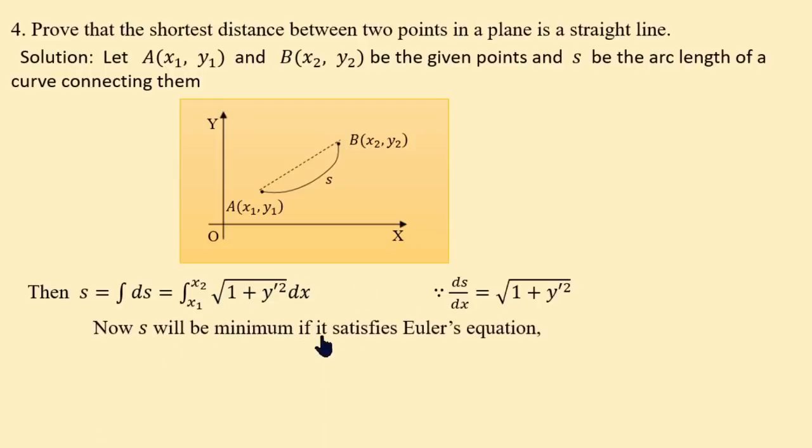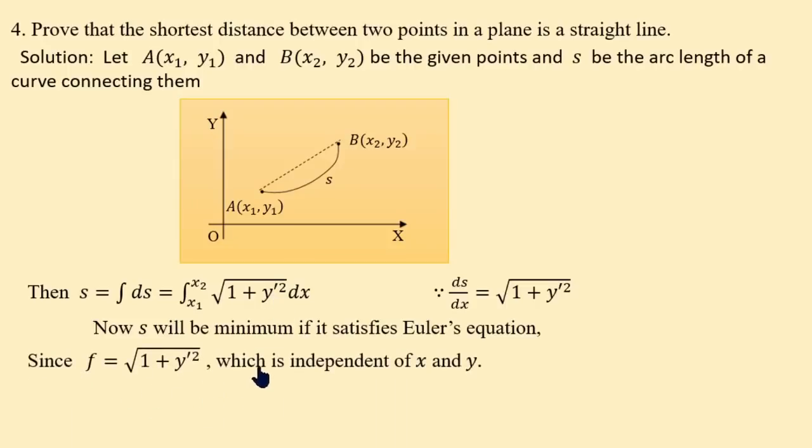Now, s will be minimum if it satisfies Euler's equation. If it satisfies, it means this f function satisfies Euler's equation. What is that function? f is root 1 plus y dash square, which is independent of x and y. No x, no y. Immediately Euler equation becomes y double dash is 0, that you know, that we discussed in the previous video. Since it is independent of x and y, y double dash is 0 is the Euler equation. Euler equation reduces to y double dash is equal to 0.